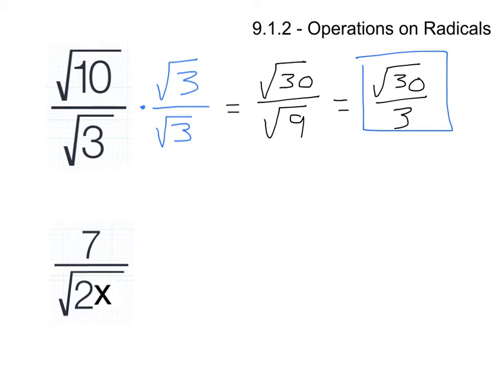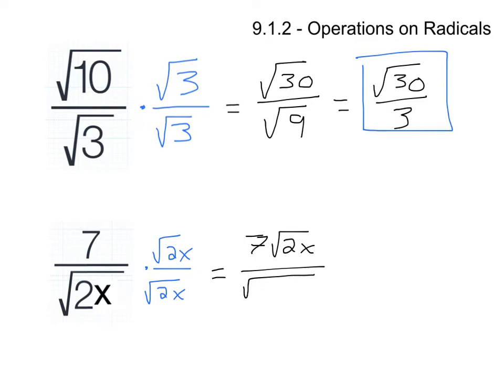I can do the same exact thing if I have a radical that contains a value with a variable in the denominator. So here I see 7 over the square root of 2x. I'm going to multiply by that fancy 1, square root of 2x over the square root of 2x, and I multiply. Now when I multiply here, I have to multiply the 7 times the square root of 2x. The 7 is outside the radical. The 2x is inside the radical. I can't combine them any closer than that. I don't get 14x either inside or outside the radical. It just stays like that.